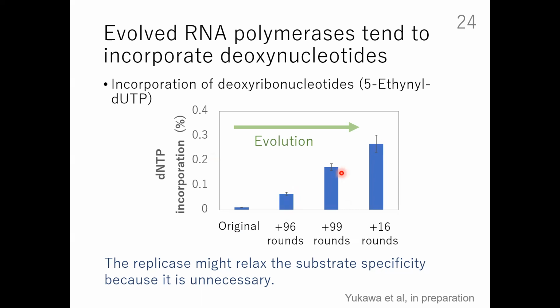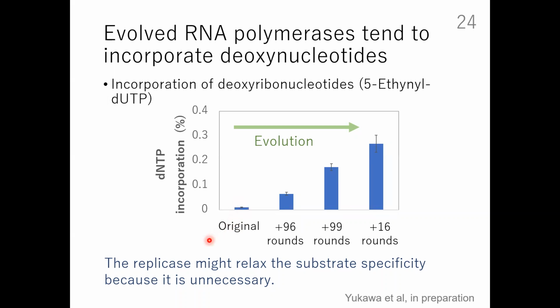This is a little surprising for me because there is no advantage for the RNA polymerase to incorporate dNTP in our system, because in our system, we didn't add dNTP. Our system does not include dNTP. But I think the possible explanation for this result is that the replicase might relax substrate specificity because it is unnecessary.